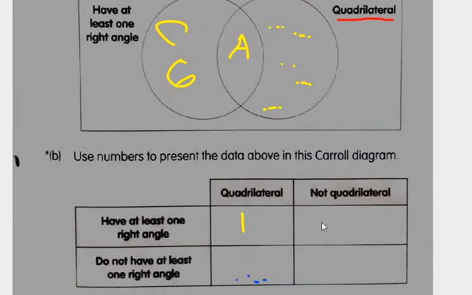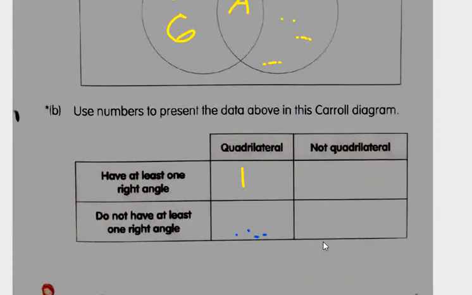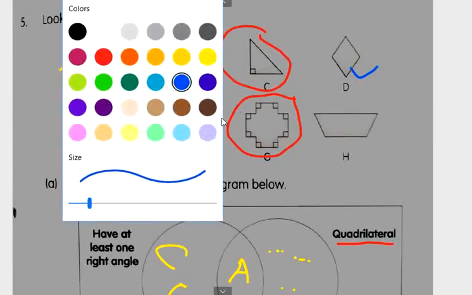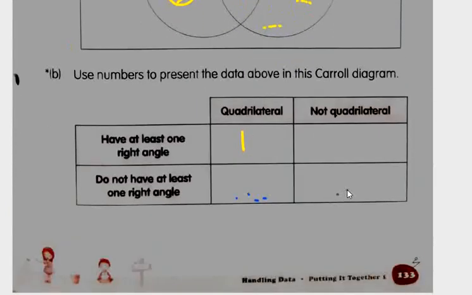Then what are the shapes that don't have at least one right angle and are also not quadrilateral? How many are there? Then put it here. Only the numbers, not the letters. Okay, use numbers.